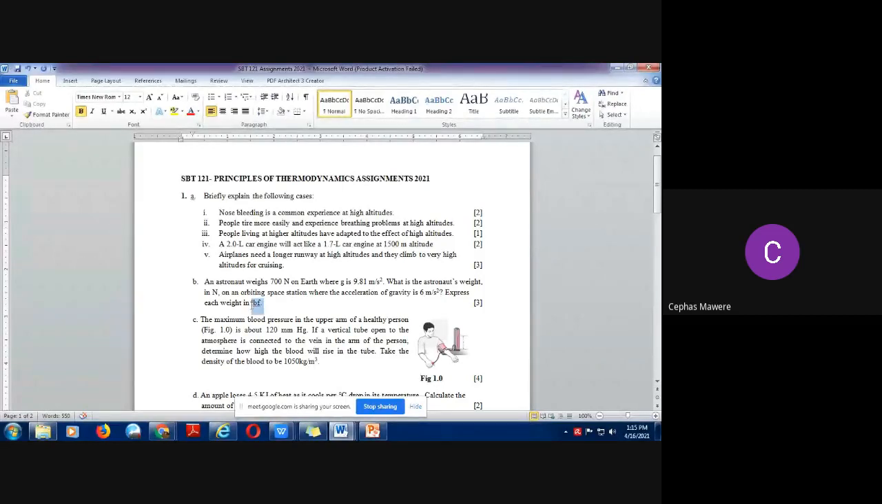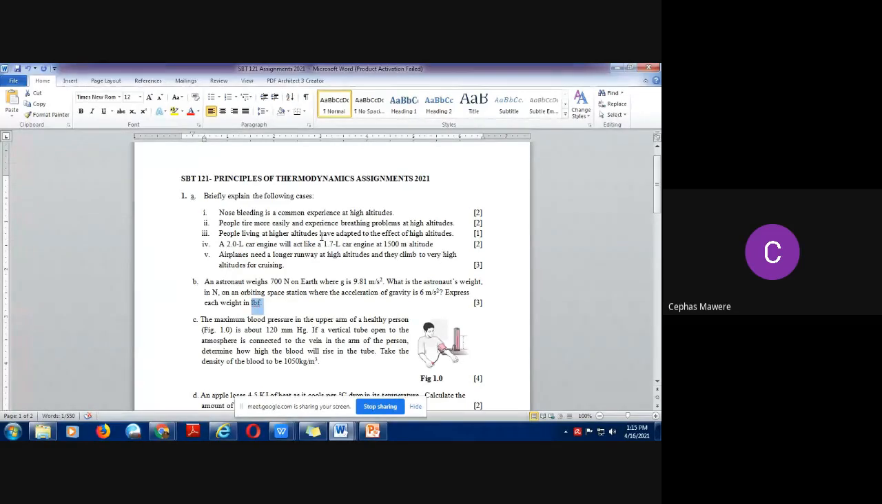Here you can see an English unit, which is in pounds force. So you need to express this and explain briefly why nose bleeding is a common experience at high altitudes, why people tire more easily and experience breathing problems at high altitudes, and why people living at higher altitudes have adapted to the effect of high altitudes. And if you look at a car, why is it that a 2-liter car engine will act like a 1.7 liter car engine at an altitude of 1,500 meters? You need to have a thermodynamic explanation for this.